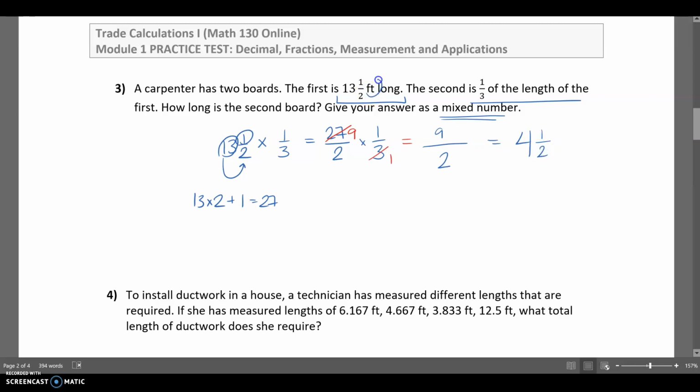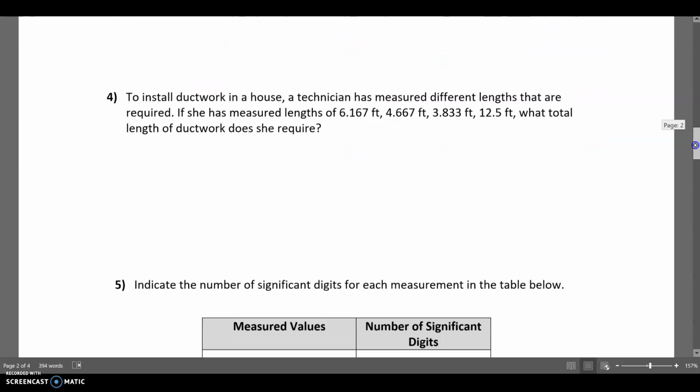I need units here. My original units were feet, so the second board is 4.5 feet long. You could also use your calculator and the fraction key for this, and should get to the same answer, 4.5 feet. In the next question, we'll deal with some decimals.